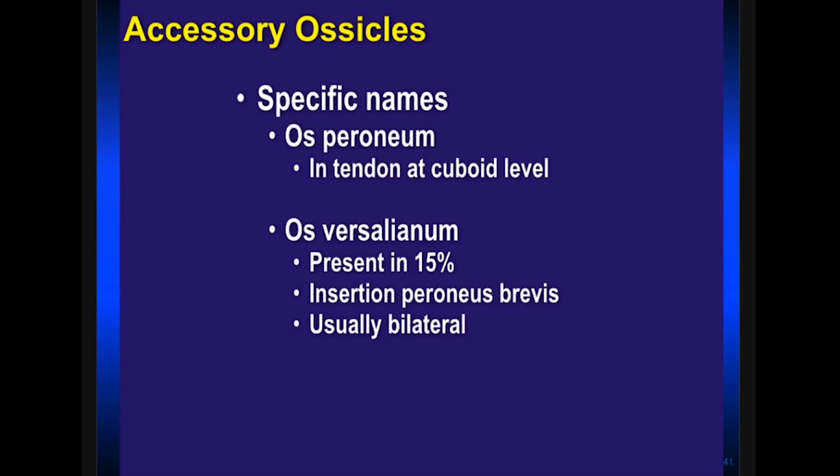Accessory ossicles have specific names. The os peroneum is in the tendon at the cuboid level. The os vesalianum is present in the peroneus brevis more distally and is present in 15%, usually bilateral.